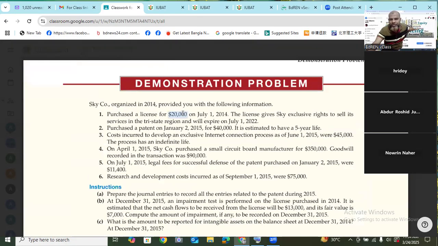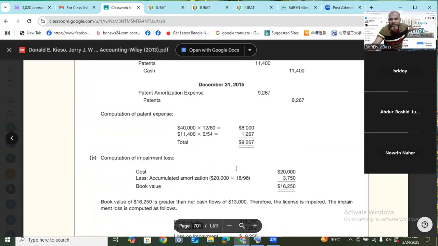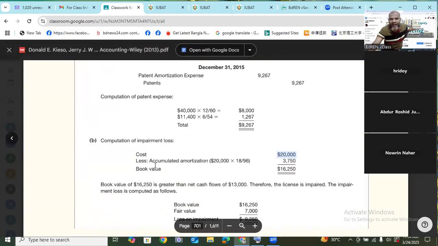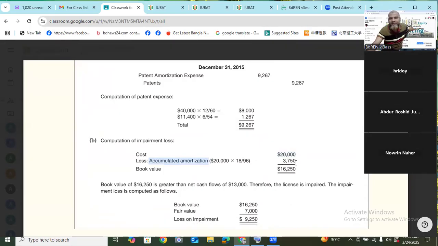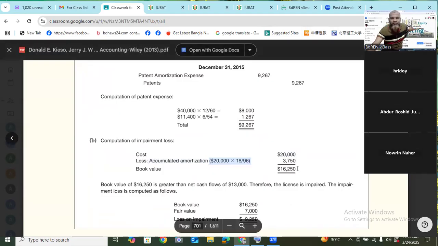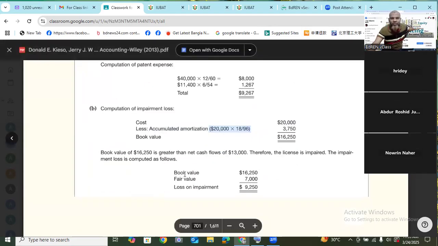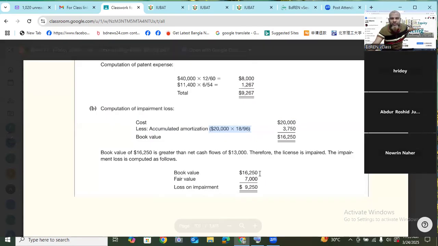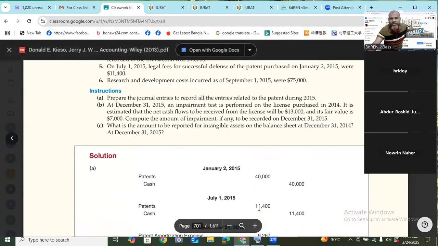Cost was 20,000. And the accumulated amortization is 3,750. Now book value is 16,250 and fair value 7,000. So loss 9,250. Okay. Last one.